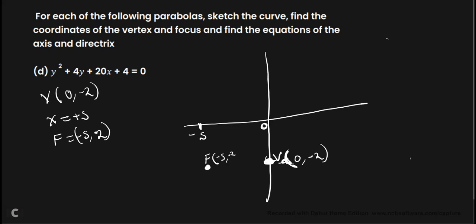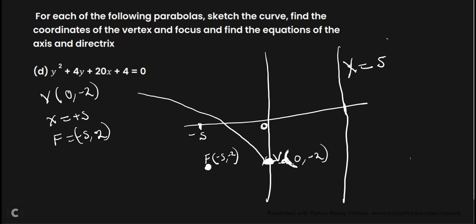(-5, -2). Then what's your directrix? Your directrix is x equal to 5. So this is the point where x is equal to 5. Then this is your focus. The graph will start from where the focus is and pass through the vertex. So it will move like this. This is how your graph will move, right?